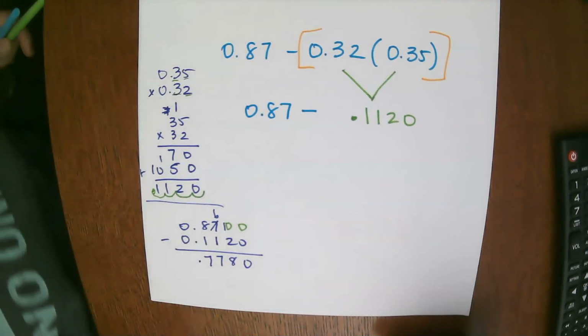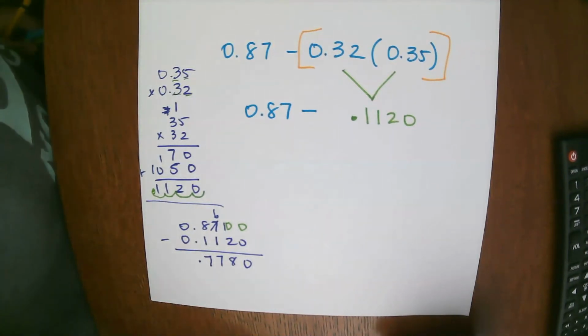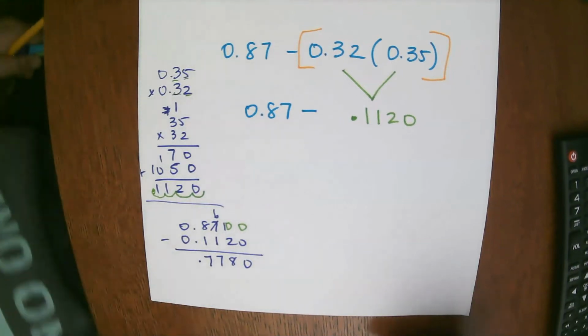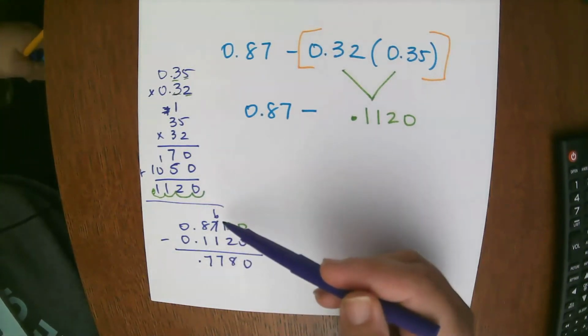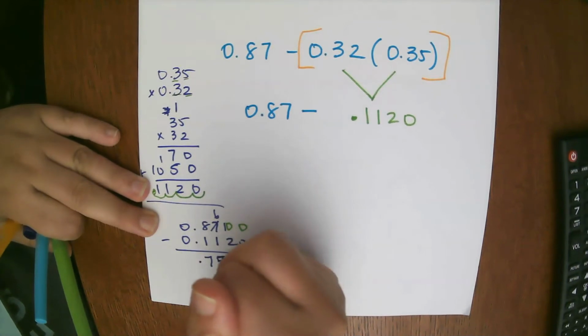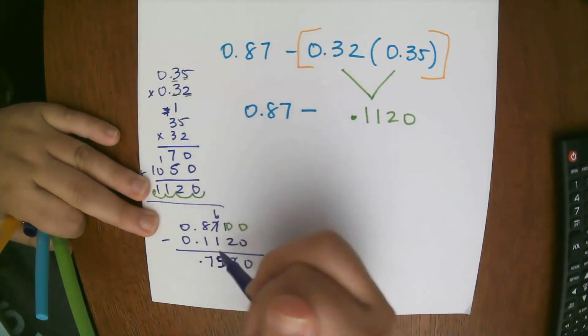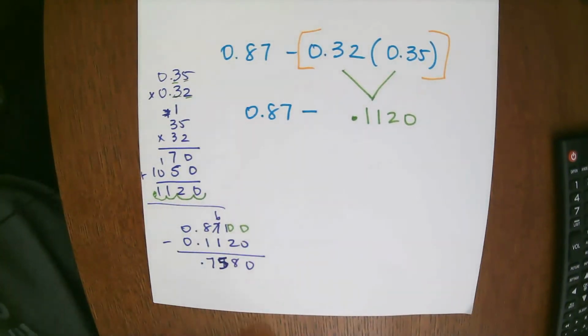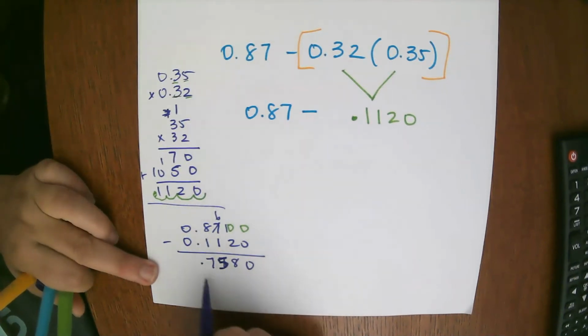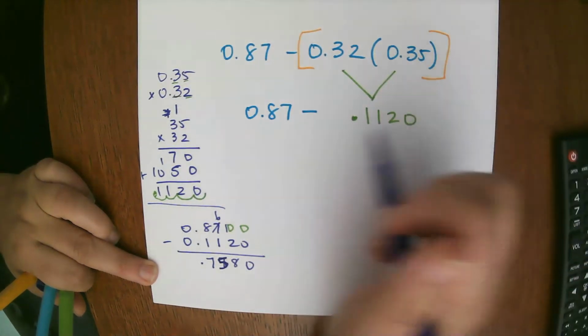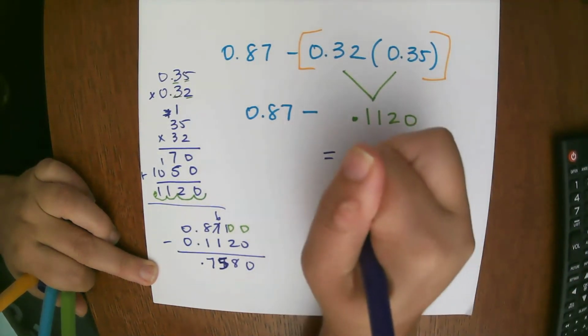Oh, did I get this wrong? What did I do? Oh, 5. Sorry, 5. I'm looking at this like, what did I do? 6 minus 1 is 5. Hopefully you caught that, right?